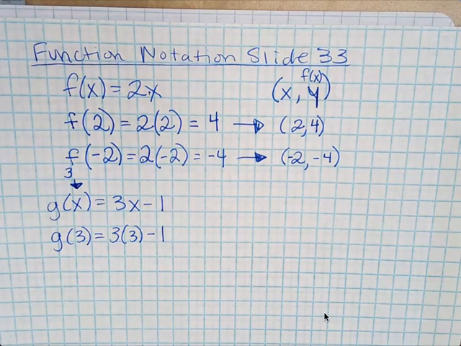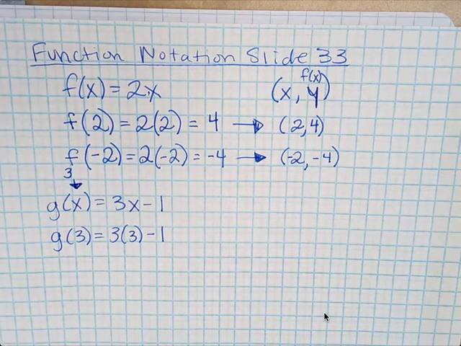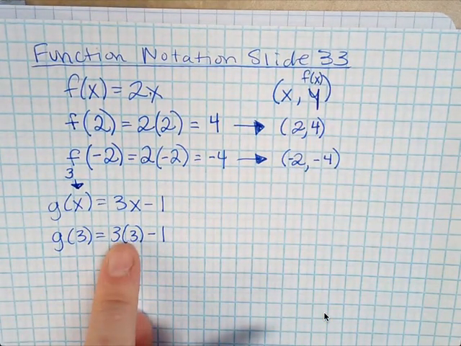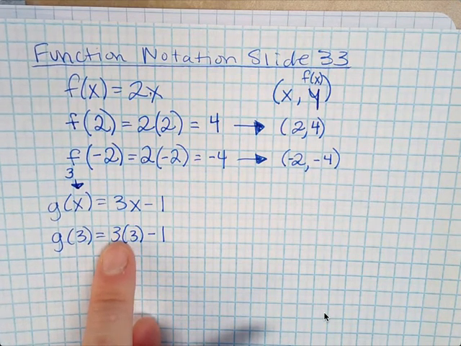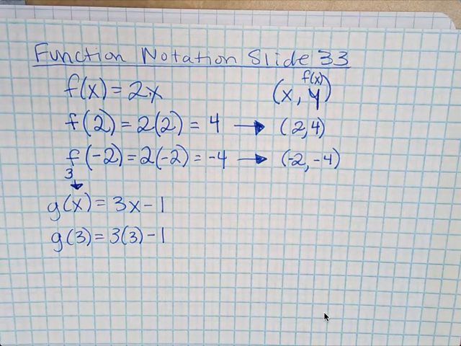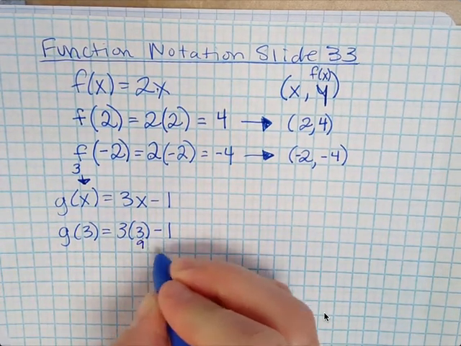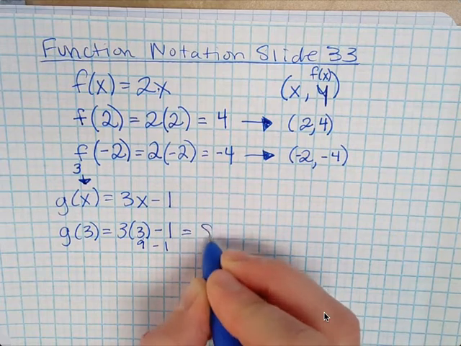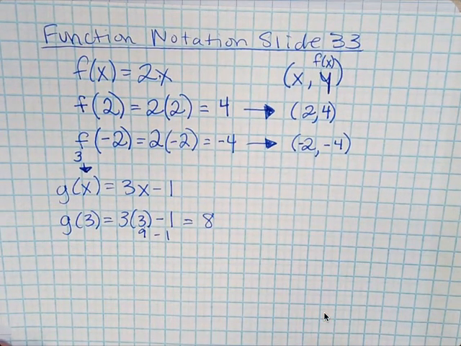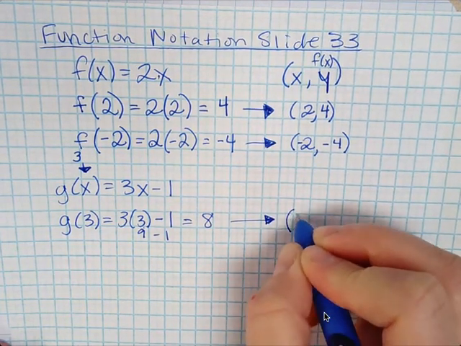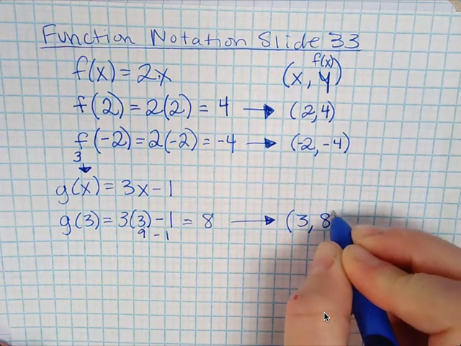We can do this in our head. We can do it on paper. We can check it in our calculator. You have to decide what's best for you. So I'm going to show you how to do it without putting it in your calculator. We got to follow order of operations. So parentheses, exponents, multiply, divide, add, subtract. So multiply is first. So 3 times 3 is 9. And 9 minus 1 is 8. So that means that when x is 3, g of x or y is 8.